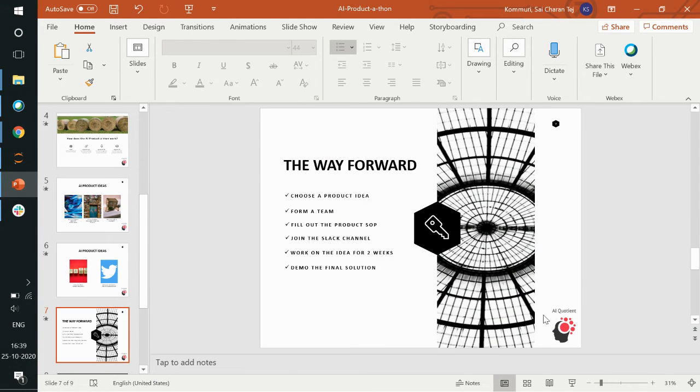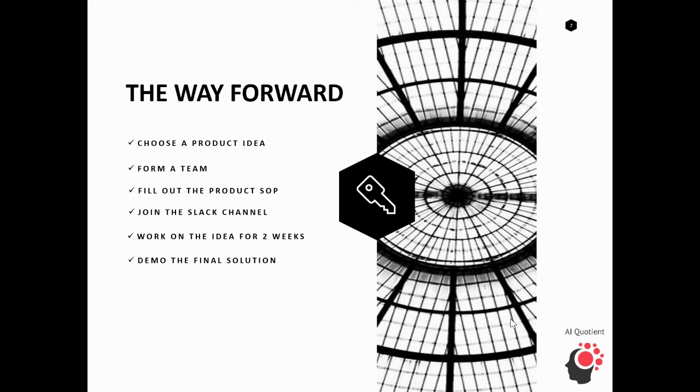And for more details about the project, do drop an email to our support team. Right, so this is the way forward. Choose a product idea, form a team, fill out the product SOP. Basically, we're going to send you an email once you register for this event, right, in which you need to mention the team name and the product idea that you're going to work on and the technology stack. And then we'll be sending you the Slack channel details, work on the idea for 2 weeks, and finally demo the final solution.